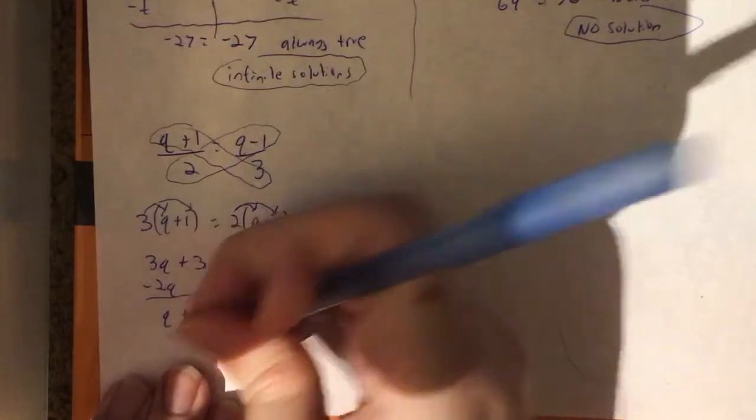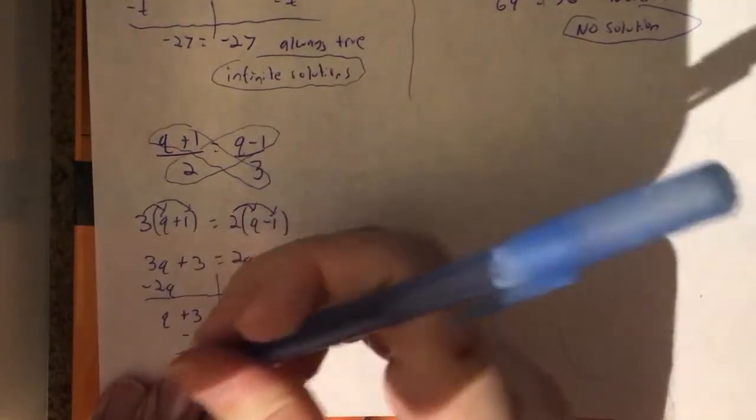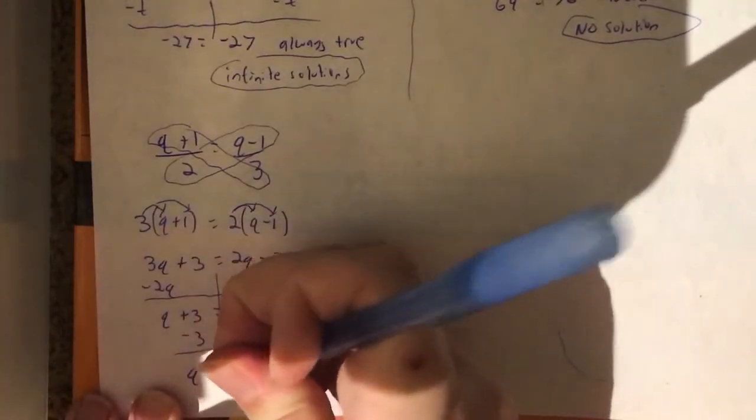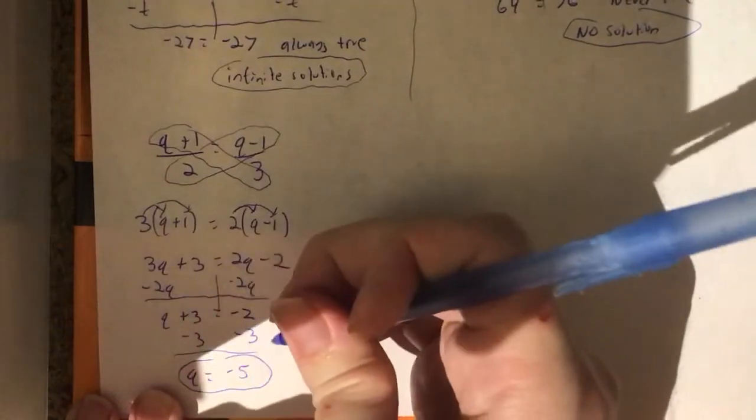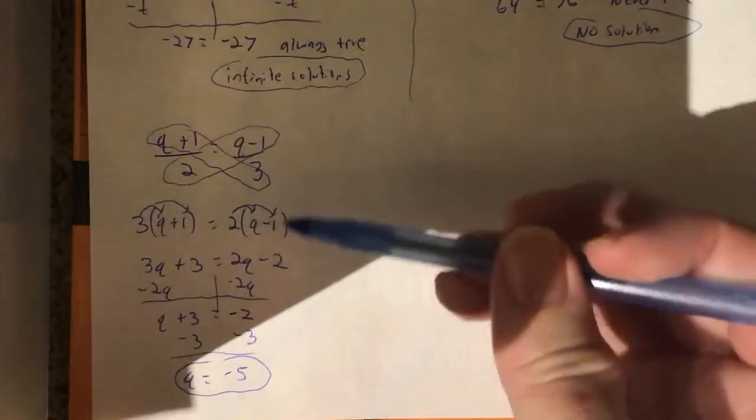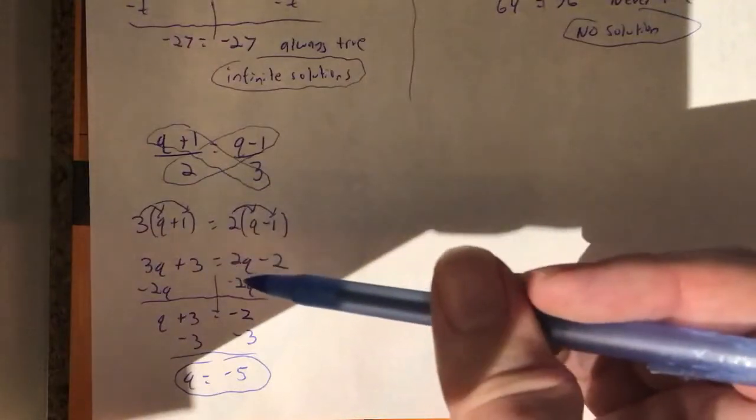Solve for q, I subtract 3 from each side, and you'll get q equals negative 5. Negative 2 minus 3 is negative 5. And you could substitute back in to check.